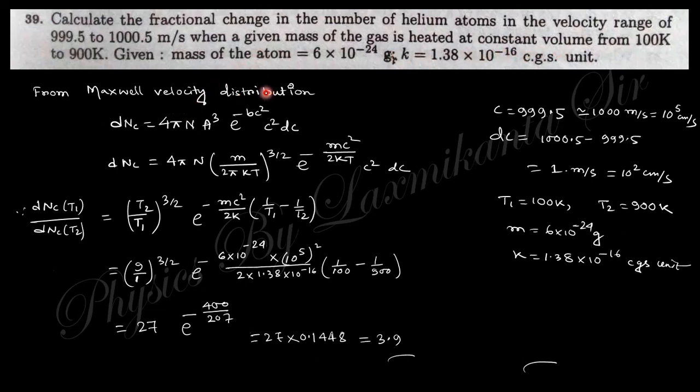So you know the Maxwell velocity distribution law, dn is equal to 4 pi n a cube e to the minus b c square dc, where the value of a is like that, b is like that. Now if we want to find out the ratio of numbers at the two temperatures where C and dC are the same, you can see that when dC are the same, this ratio will cancel out, 4 pi n also cancels out. Here the T1 and T2 will be present, here also T1 T2 in this part will be present.